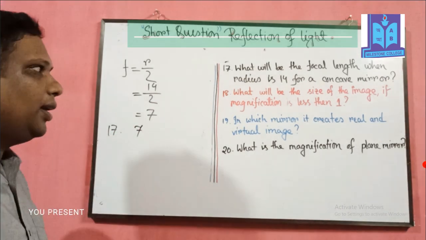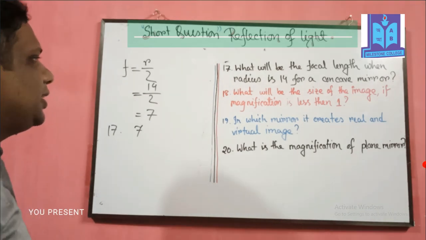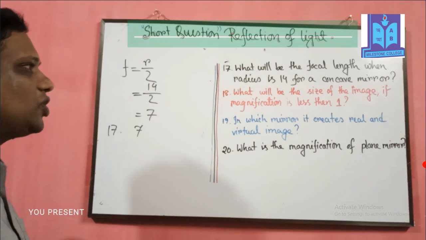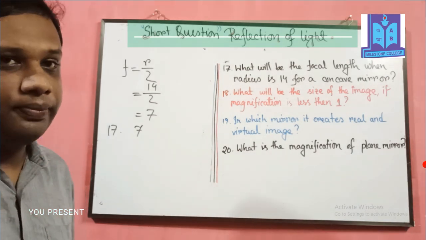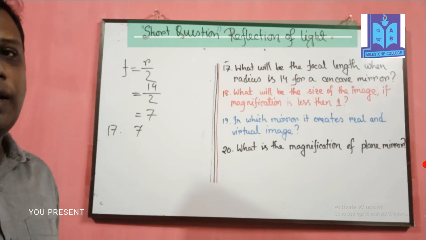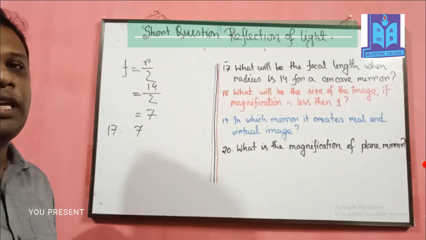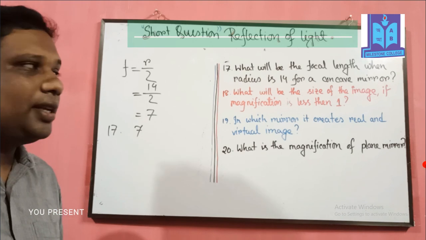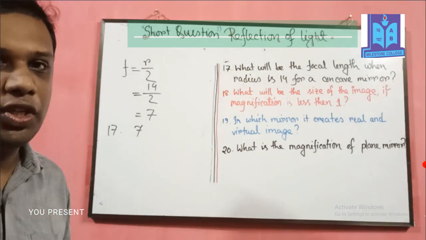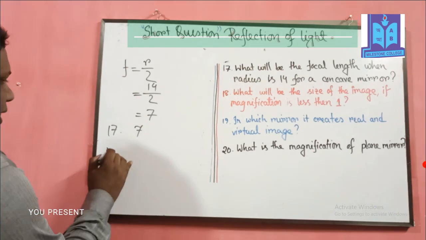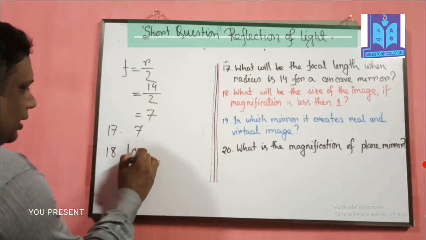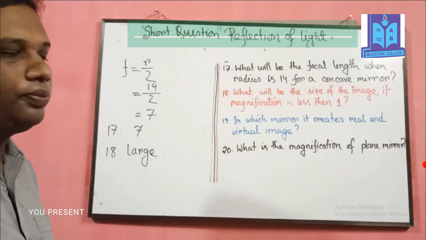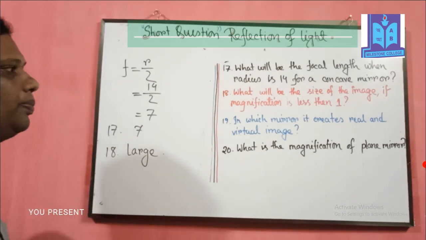Okay, now question number 18. What will be the size of image if magnification is less than 1? My dear students, if the magnification is less than 1, then the result will be large. So my dear student, we can write large for this section. The answer will be large.